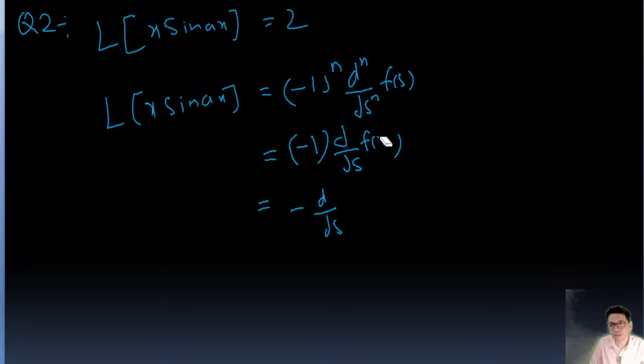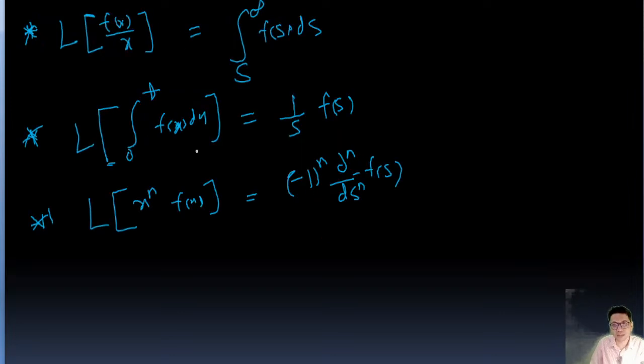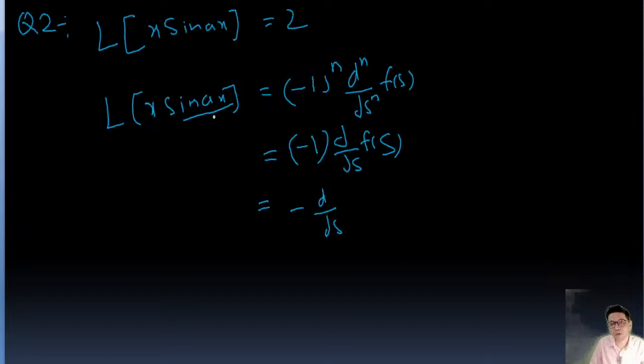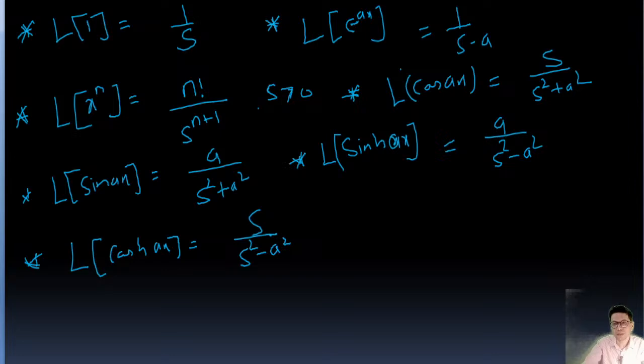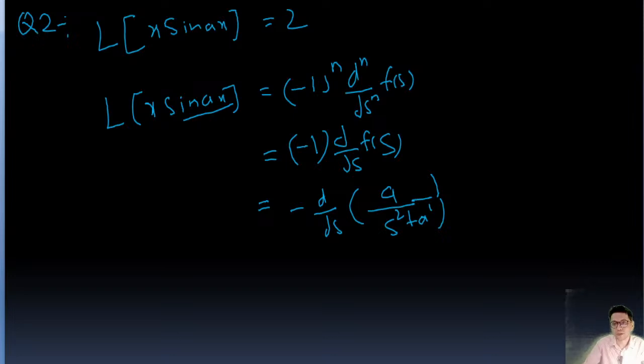Here Fs means the transform of fx. This is fx here, guys, right? So the transform of sin ax is going to be this value of Fs. Sin means a upon s square plus a square, right? Here you can see sin ax equals a upon s square plus a square. So just put the value.